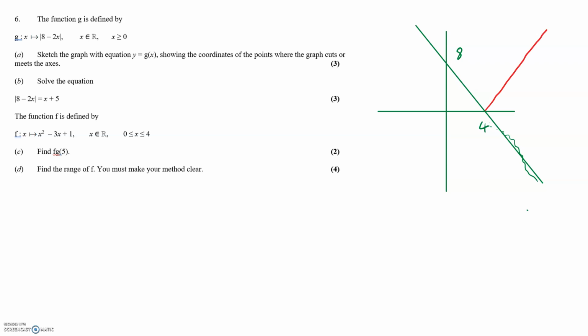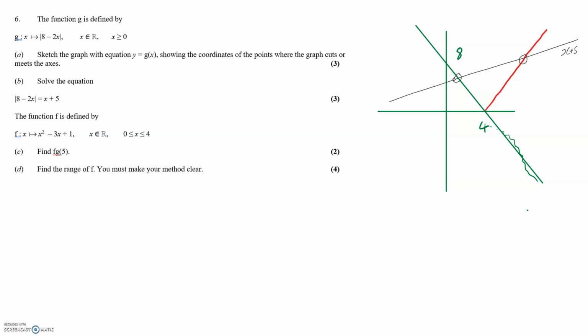So this is my overall sketch with my intersections included. It then says solve the equation mod of 8 minus 2x is equal to x plus 5. I think having the x plus 5 equation on here will be valuable. X plus 5 is less steep than the 2x gradient we were considering previously, which means the black line x plus 5 is going to be a less steep equation. We can clearly see this intersects in two locations.